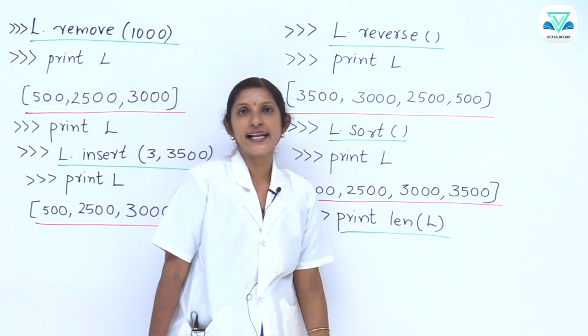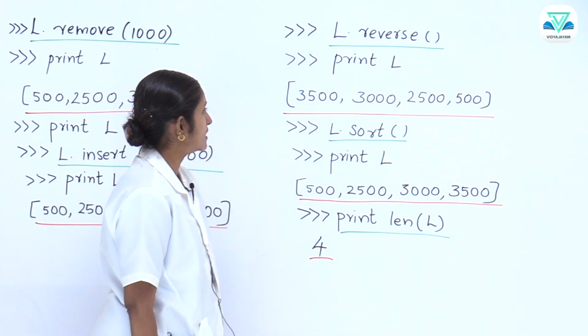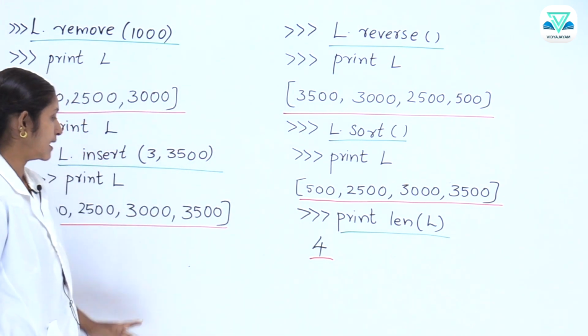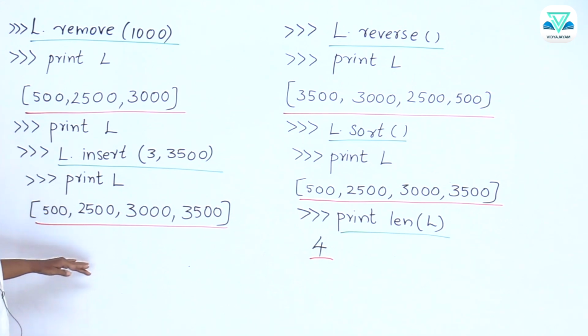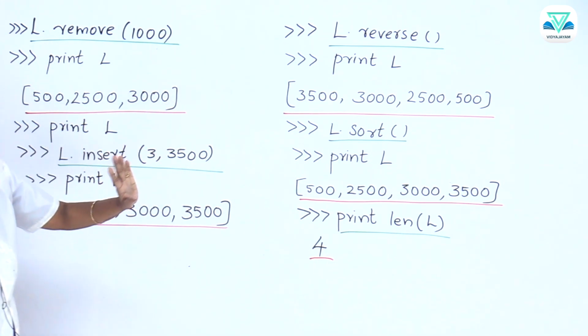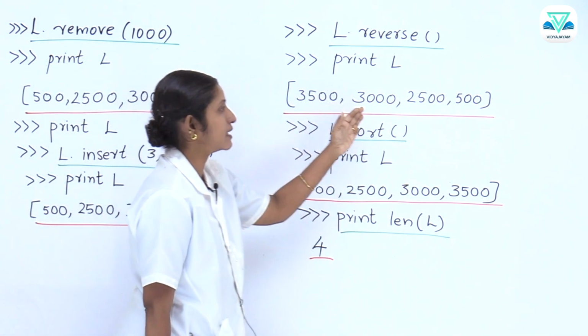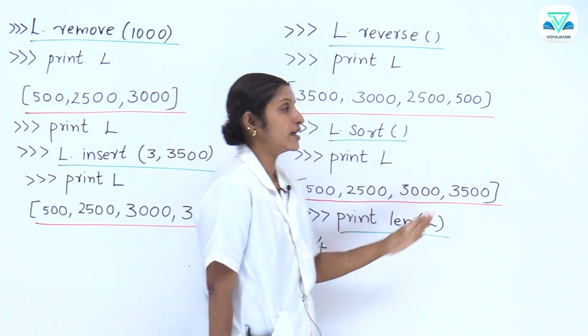The next one is L.reverse. When we use the reverse function, automatically the list which is given to us will be reversed, and we will be able to see the reversed list, that is 3500, 3000, 2500 and 500.